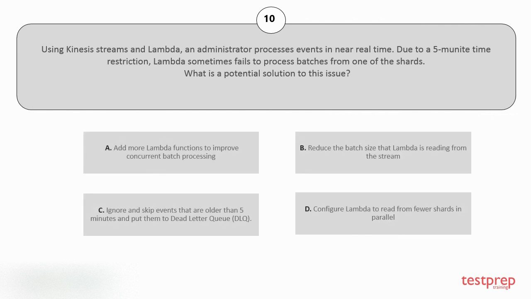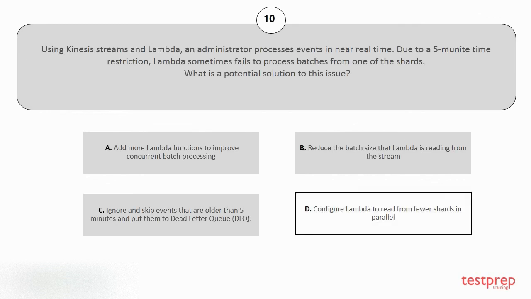Your options are: A. Add more Lambda functions to improve concurrent batch processing. B. Reduce the batch size that Lambda is reading from the stream. C. Ignore and skip events that are older than 5 minutes and put them to a dead letter queue. D. Configure Lambda to read from fewer shards in parallel. The correct answer is option D.